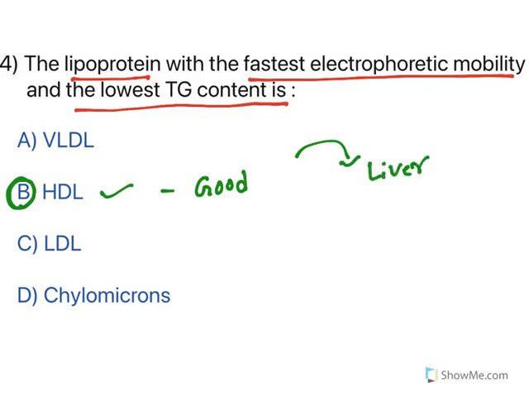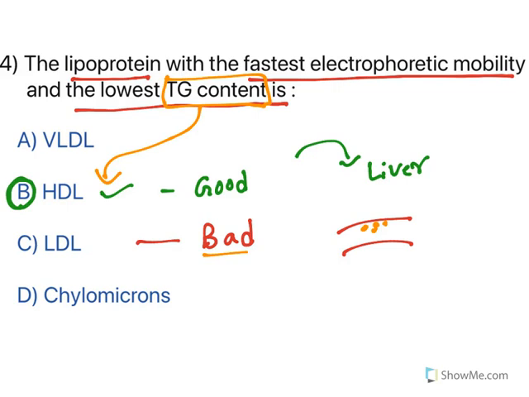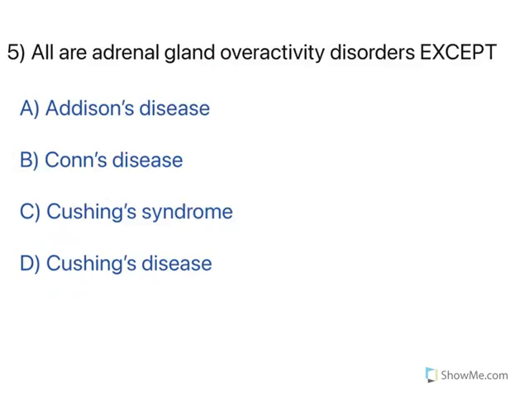That is the reason why it is called good cholesterol, whereas LDL is known as bad cholesterol because it transfers cholesterol from the liver to extrahepatic tissue like blood vessels, and that is what causes atherosclerotic plaques and everything. So, LDL is called bad cholesterol. Among all of them, the lowest triglyceride content is with high density lipoprotein. So, option B is correct. Moving to the next one.